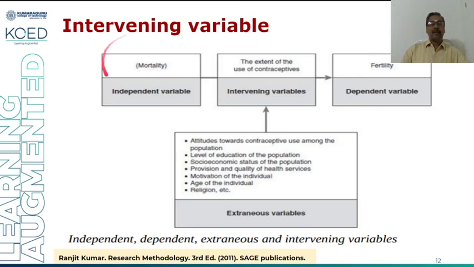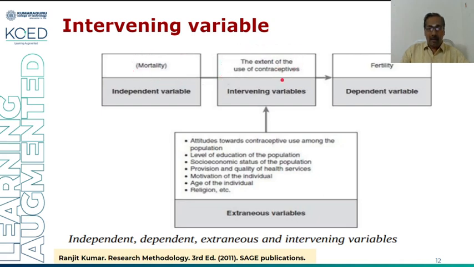So again, you can see another classical example for intervening variable: mortality rate and fertility, that is birth rate and death rate. I want to investigate the birth rate. So this is the response. For that I have selected the independent variable. But you see here the intervening variable is the extent of use of contraceptives, right? Any contraceptives in any form, if used, automatically birth rate will be controlled.